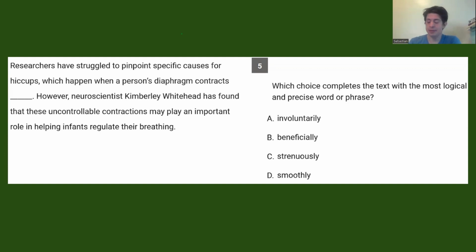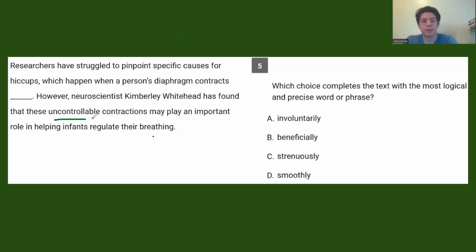Okay. Honestly, I like these passages because you always learn these interesting facts, like about this regulation of breathing, but I guess on the test you can't get distracted by that. But for now we can, right? We're not in a rush right now.